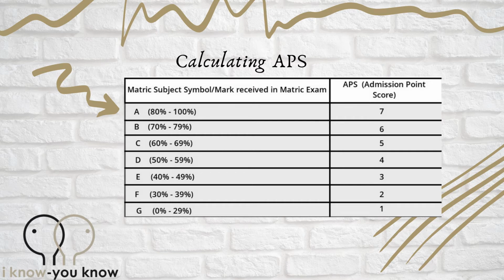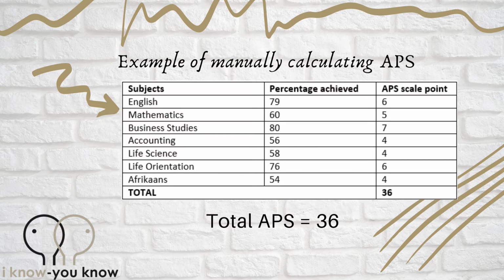By this I mean allocating the levels as you would see them on your school report to percentages, and then using the levels as your APS points. Then what you do is you add those levels and you get your total APS score.